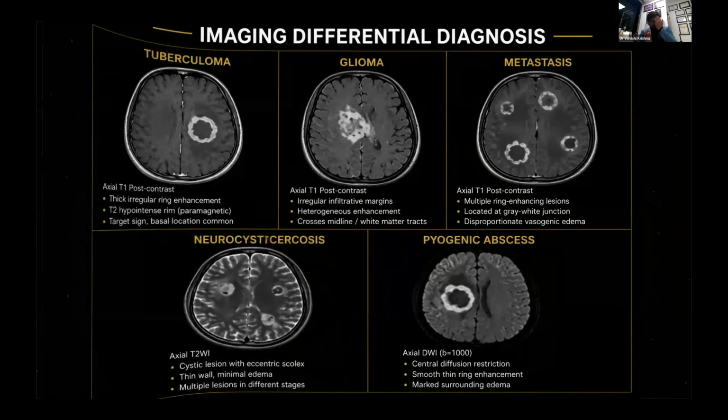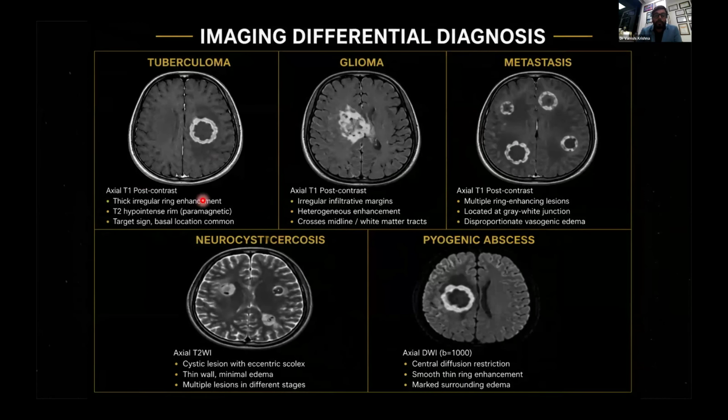So imaging differential diagnosis for this slide would help us. See, in tuberculoma, the axial T1 post contrast image shows a thick irregular ring enhancement, and T2 will be hypointense, and the target sign, basal location is most common. Whereas in glioma, when you compare to the tuberculoma, it will have irregular infiltrative margins, and it will be heterogeneously enhancing, and it always crosses midline and white matter tracts.